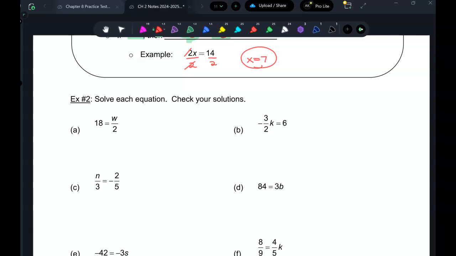Let's do a couple together because there are some fractions involved. All right, Evan, are we going to multiply or divide in A? You do times 2. It's a division, so you do times 2. Whenever there's a number in the denominator, I'm going to multiply. So it's 36, and the 2's here are going to cancel. How do we get 36? So 2 times 18 is 36.